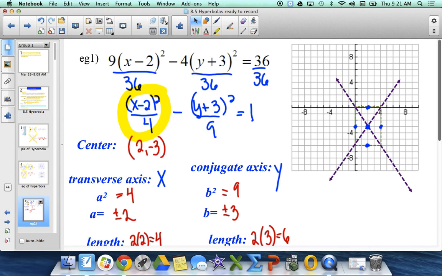Like I said, this is not the hyperbola. It is what I call the skeleton that holds the hyperbola together, because this hyperbola is horizontal. We're going to go to these points, which are the vertices, and draw our curve from there, not from the center, but from the vertices. And the curve gets closer and closer to these asymptotes as it goes further and further out. It never crosses them. So there's our hyperbola.